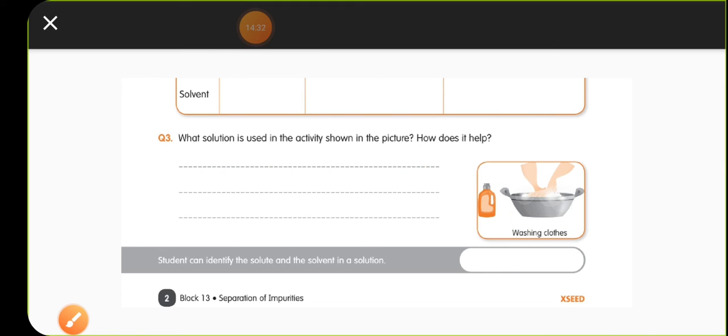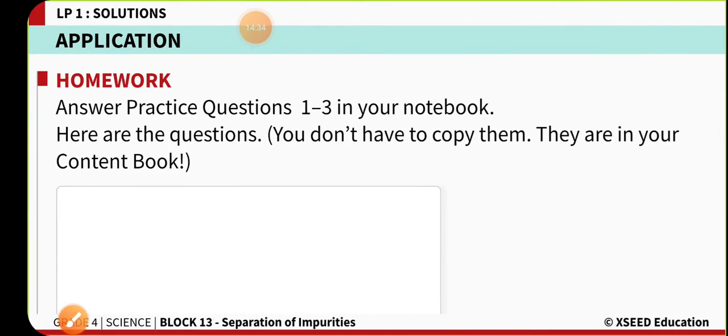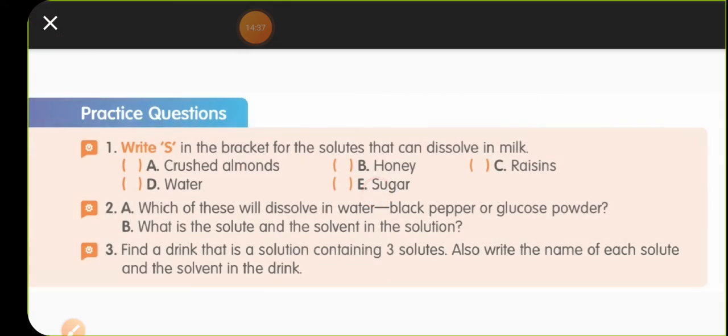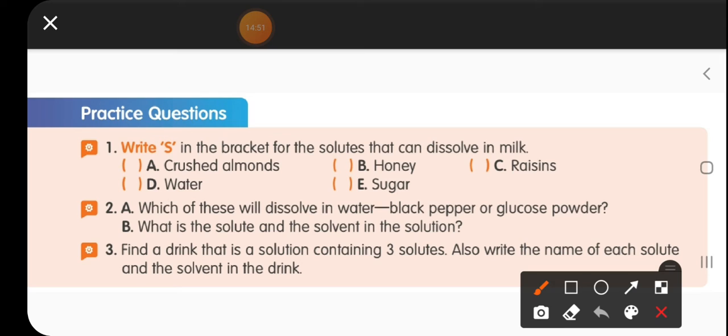Okay children, now let us complete the worksheet part given in your textbook, page number 50. Here they are asking, write S in the brackets for the solutes that can dissolve in milk. Crushed almonds: even though you are crushing, almonds will settle down. Water will dissolve in the milk. Honey dissolves. Sugar dissolves. Raisins, no, they won't dissolve. Which of these will dissolve in water? Black pepper and glucose powder. Glucose powder will dissolve in the water.